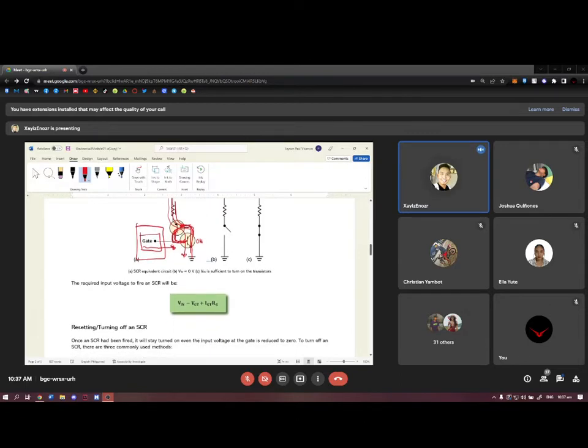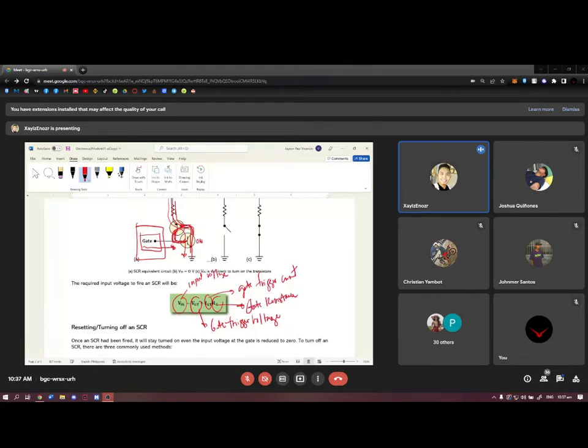Then, dito tayo sa the required input voltage para mag-turn on or ma-power si SCR is equal to Vin is equal to VGT plus IGT RG, where Vin ito yung input voltage sa may gate. Then VGT, ito yung gate trigger voltage. Nasa parameter to. Pwede siyang i-given sa problem. IGT, ito yung gate trigger current. Then, ito yung RG is kung merong resistance sa gate. So, it's gate resistance.